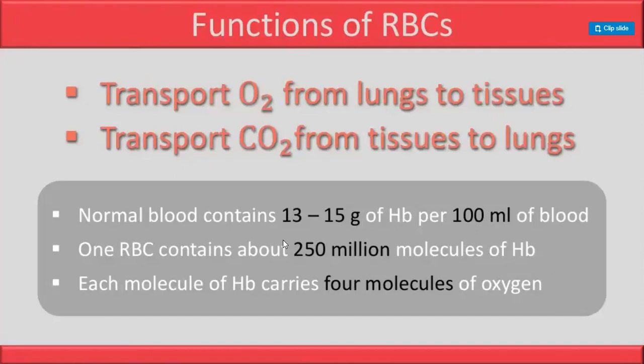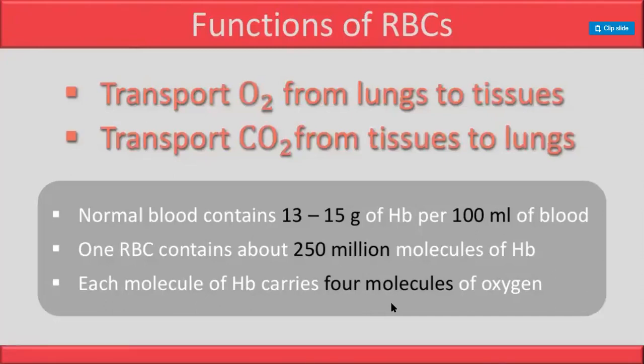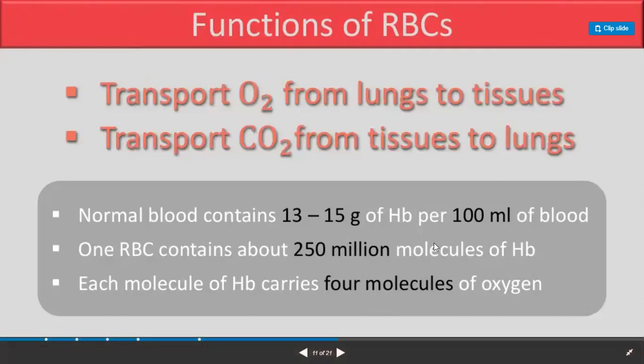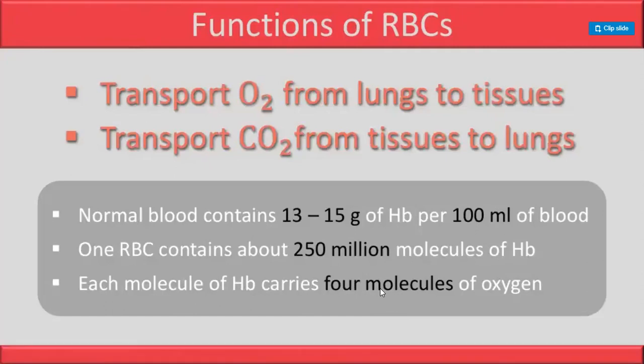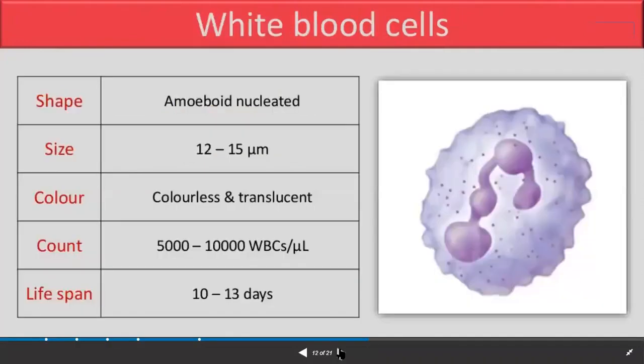Now, the structure of hemoglobin is that it has 4 molecules. Each molecule of hemoglobin carries 4 molecules of oxygen. So anytime hemoglobin binds with oxygen, there will be 4 molecules of oxygen bound to one hemoglobin molecule. And that means if we have 250 million molecules of hemoglobin multiplied by, each of them has 4 molecules of oxygen attached to it. So they are able to adequately supply all tissues of the body with oxygen.